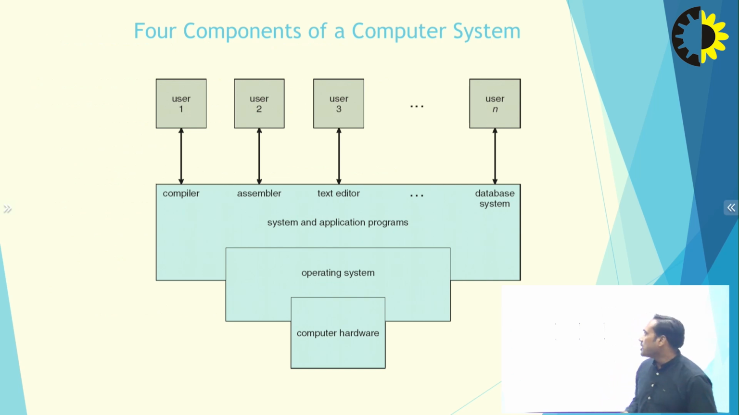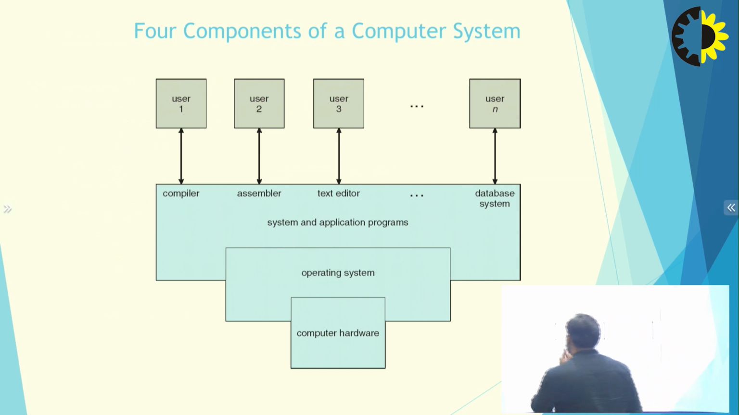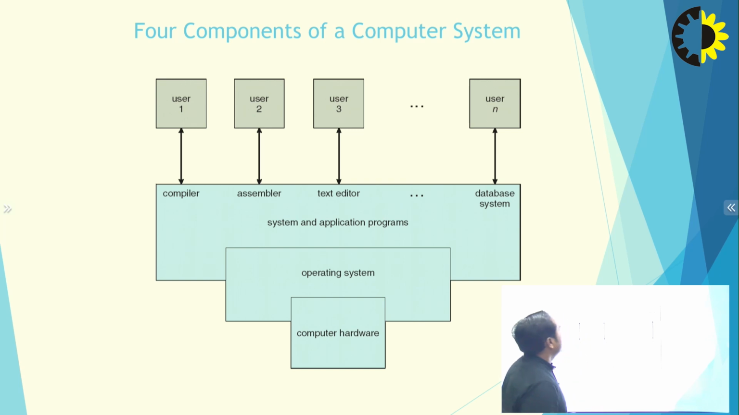This is the block diagram of the operating system, showing the 4 components of the computer system. The users sit at the top. There are n number of users at the top level. In the middle layer, we have the application programs: compiler, assembler, text editor, and database. These are the application programs.